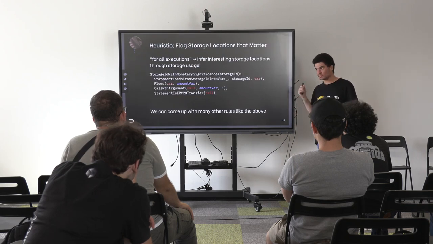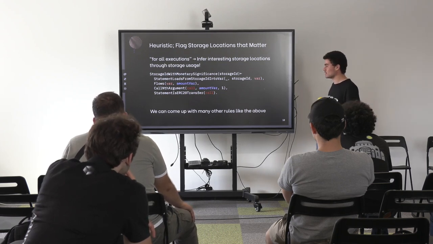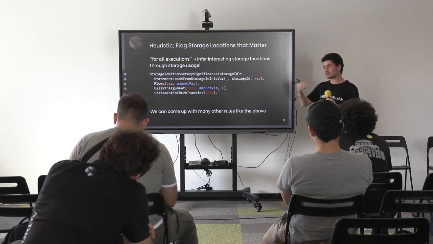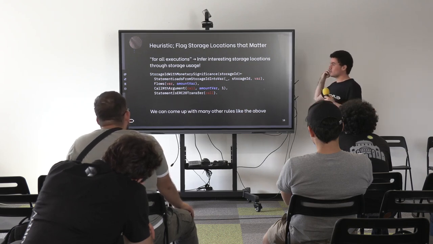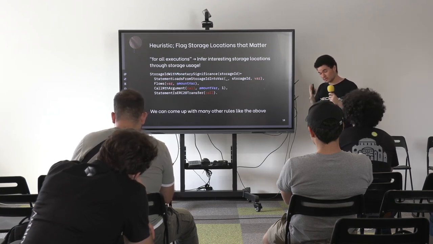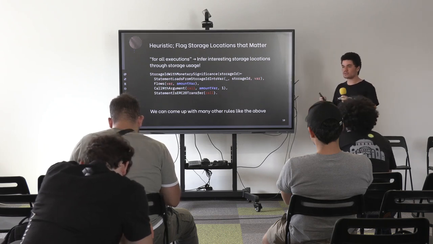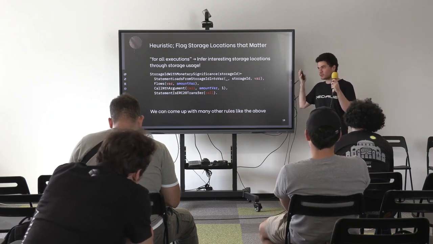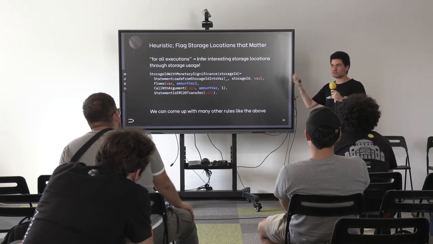Okay, so back to our topic. We're trying to infer important storage locations. And this is the part where static analysis might help us, because the essence of static analysis is that we try to approximate all program behaviors without actually executing it. And this, of course, causes some precision loss, and we cannot approximate all possible behaviors in practice, so we always give up on completeness or precision.